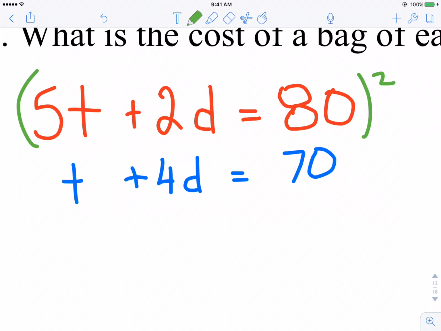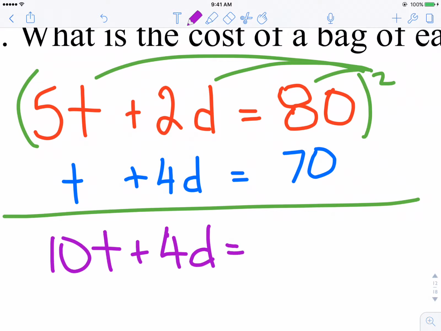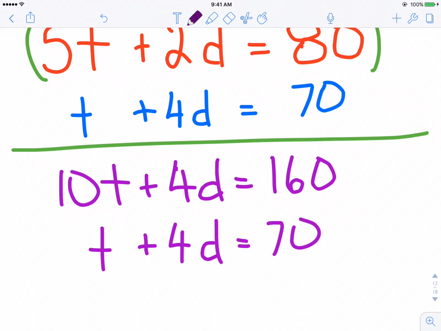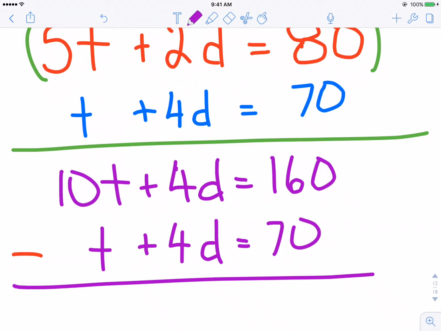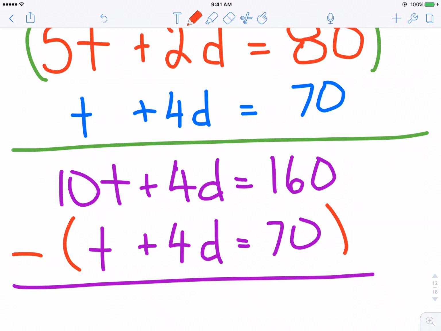Okay. So when I do that, 2 times 5t, 2 times 2d, 2 times 80, that brings me to my new equations, which are 10t plus 4d equals 160. My original equation below, t plus 4d equals 70. And now I'm going to subtract these. And like I said, remember that you're subtracting each term. It's the biggest source of error with these types of questions. I always put a bracket in front of this.